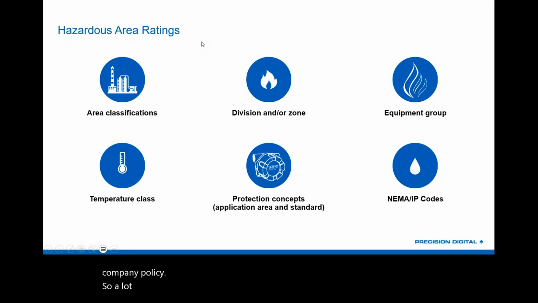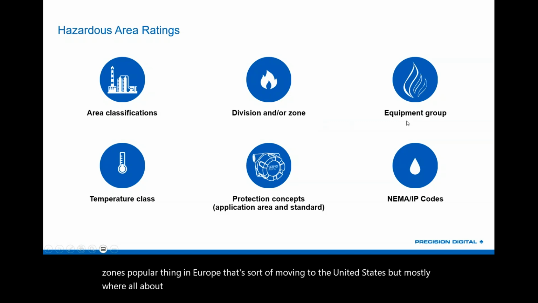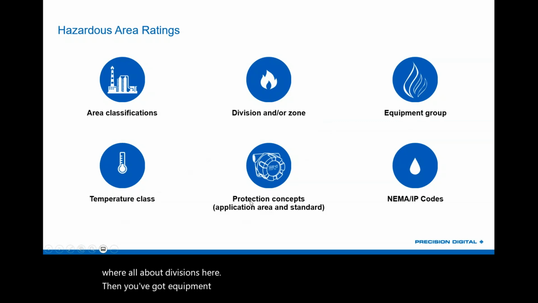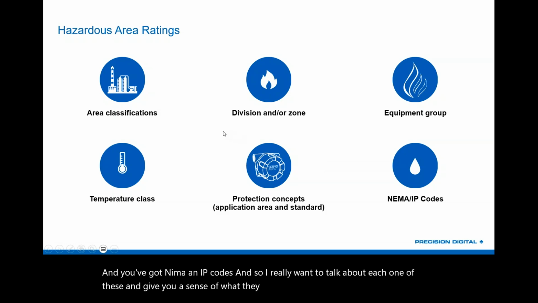So a lot goes into a hazardous area rating. You've got area classifications. I'm sure you've all heard the terms like Class 1, Class 2, and then you've got div zones, right? So you've got like Class 1, Div 2. Sometimes you might hear about zones, a popular thing in Europe that's sort of moving to the United States, but mostly we're all about divisions here. Then you've got equipment groups and temperature classes, various protection concepts like explosion proof, intrinsically safe, non-incendive, and you've got NEMA and IP codes. And so I really want to talk about each one of these and give you a sense of what they all stand for and what their purpose is in the hazardous area approval.